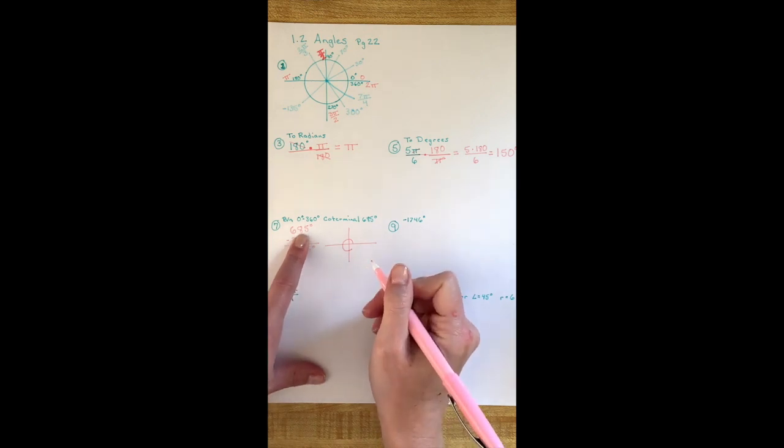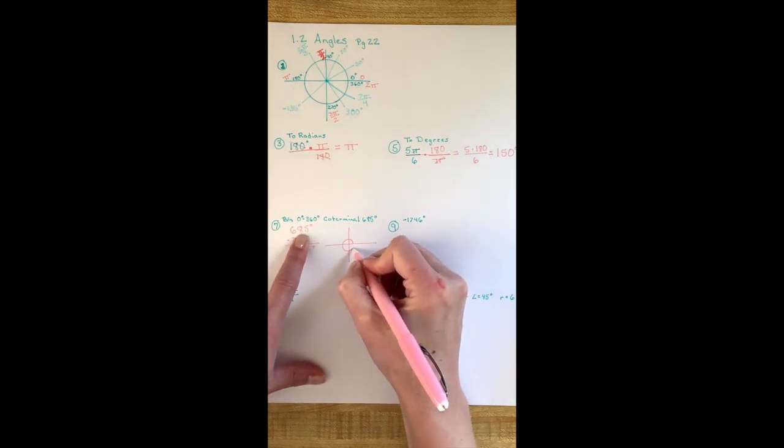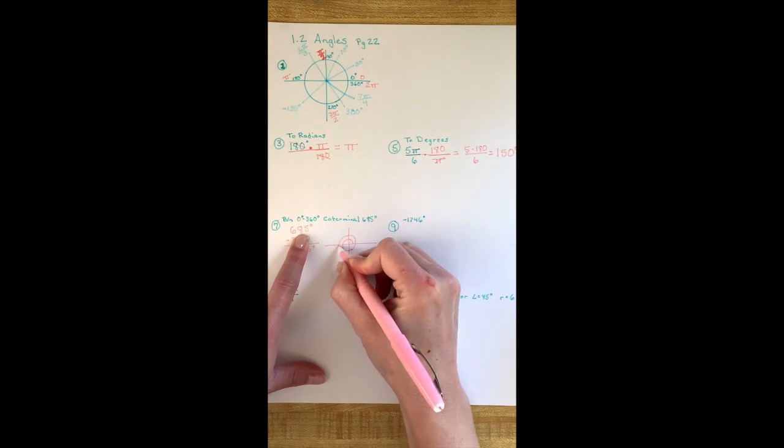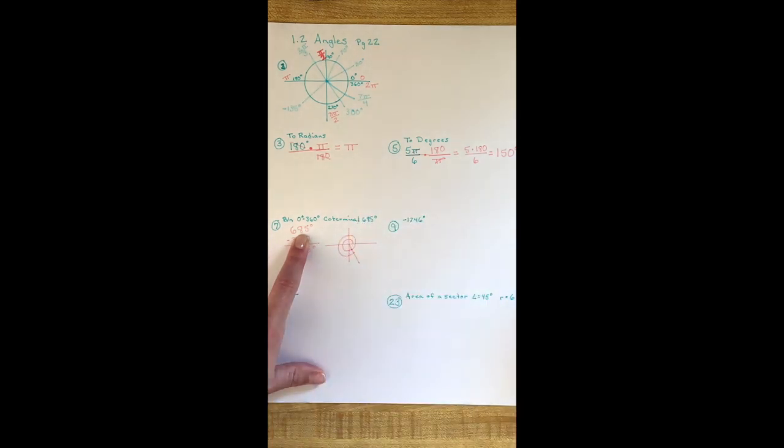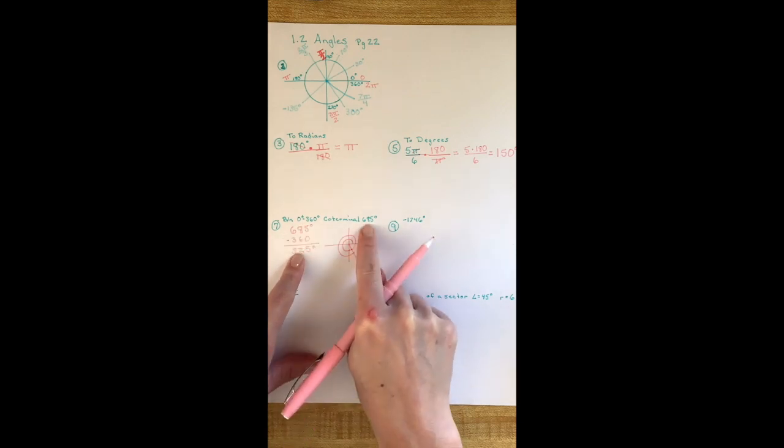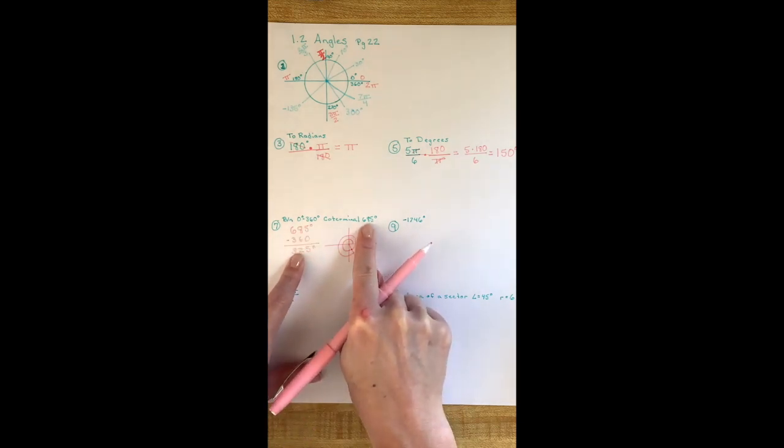This angle, 685, is a full rotation in addition to that. So notice if I go a full rotation, I still end in the same place. So that's why they're called coterminal. They have the same ending spot. But it just depends on how many times you go around that circle before you get there. So this one, 325 is coterminal with 685.